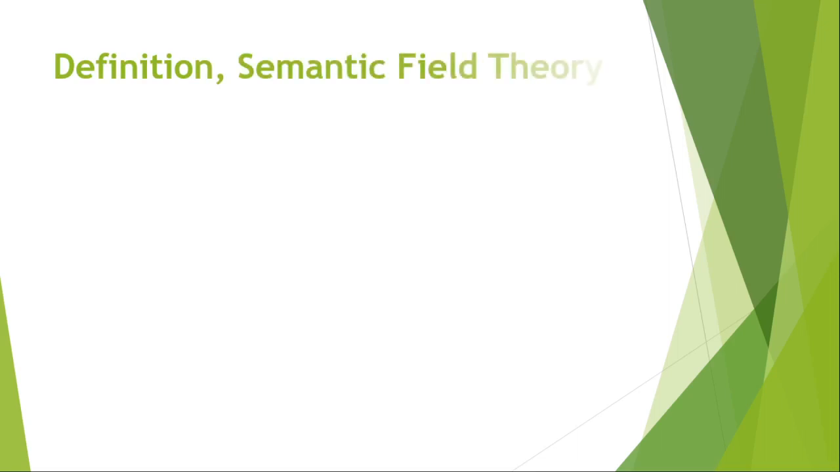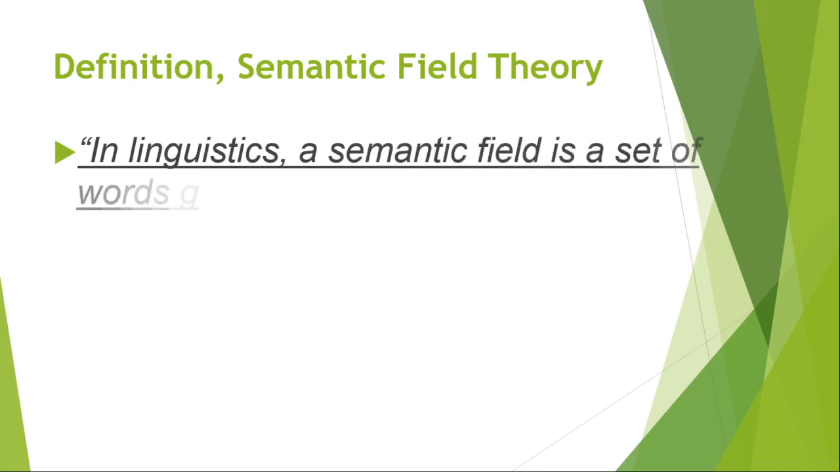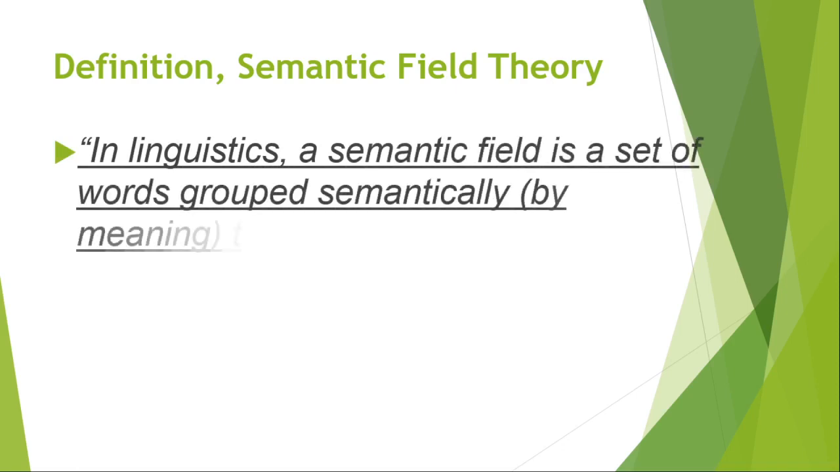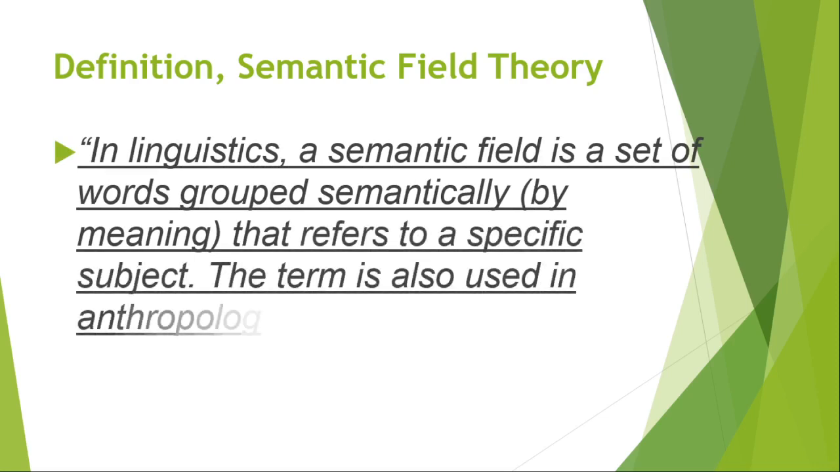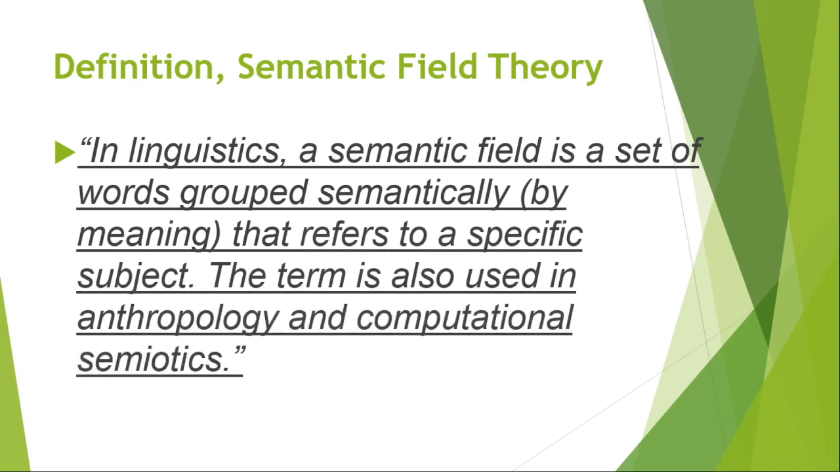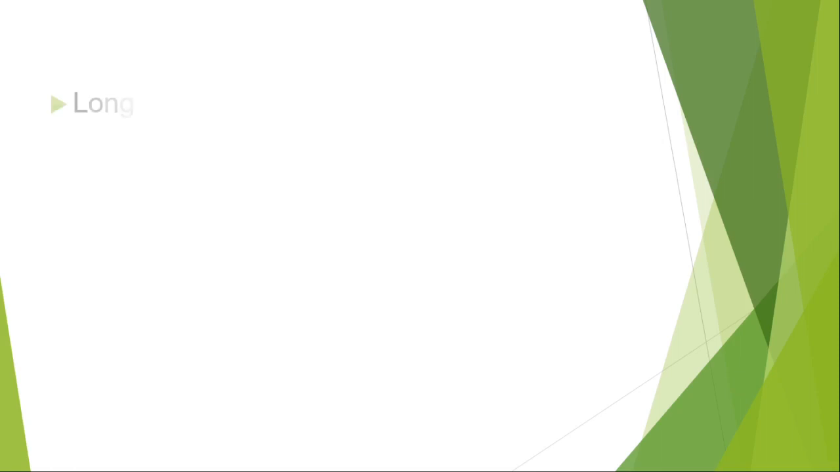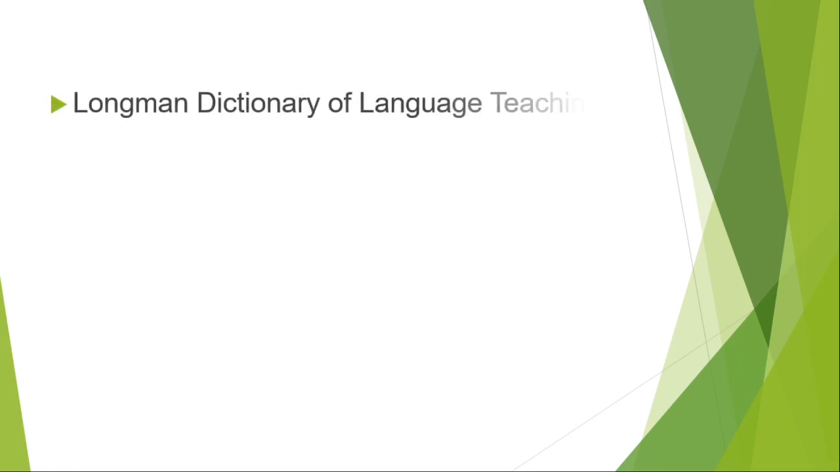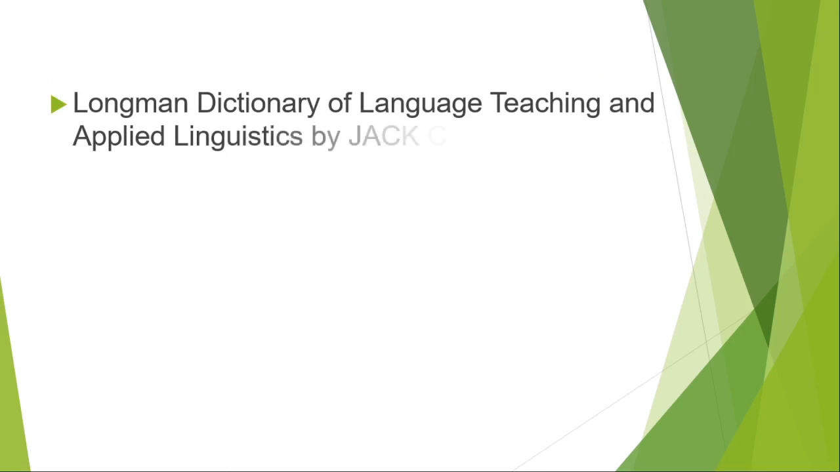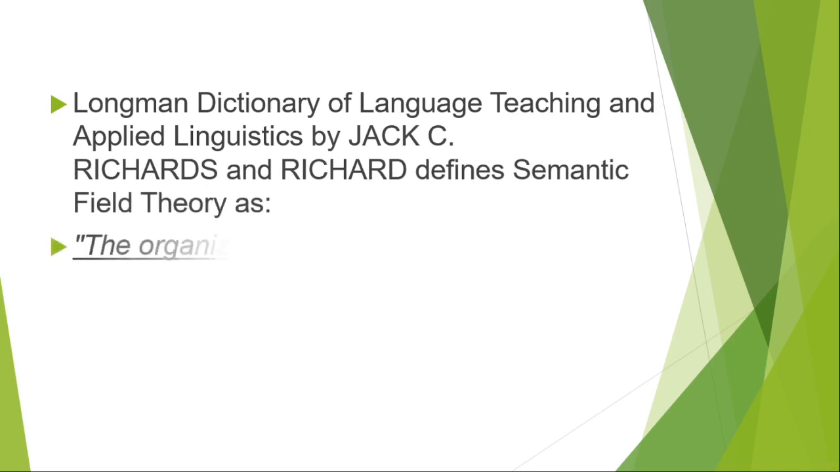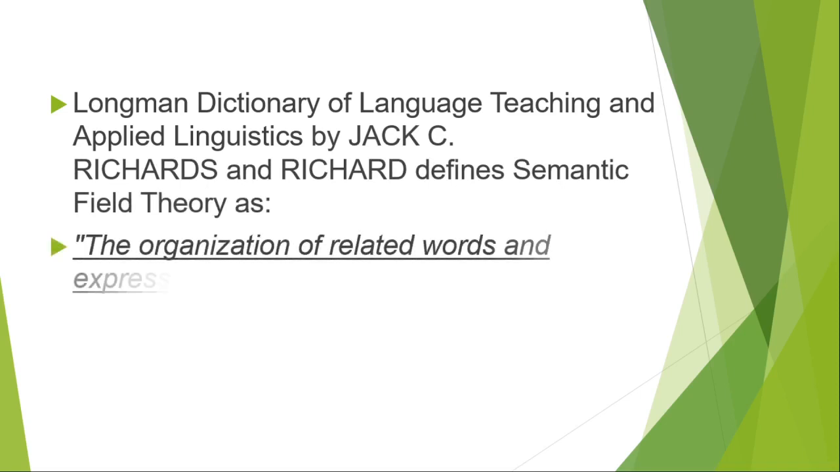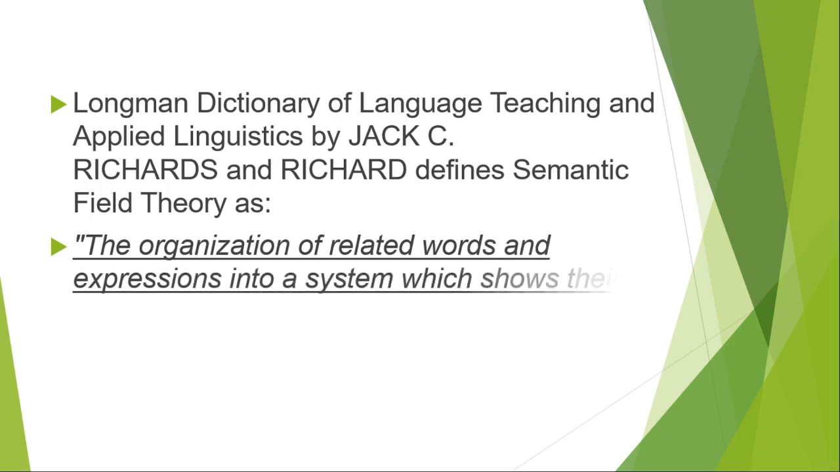Now, in linguistics, the definition of semantic field theory. In linguistics, a semantic field is a set of words grouped semantically by naming that refers to a specific subject. The term is also used in anthropology and computational semiotics. The Longman Dictionary of Language Teaching and Applied Linguistics by Jack Richards and Richard Schmidt defines semantic field theory as the organization of related words and expressions into a system which shows their relationship to one another.